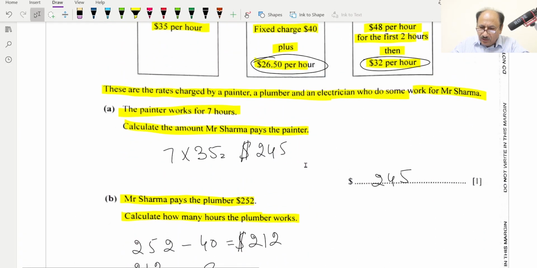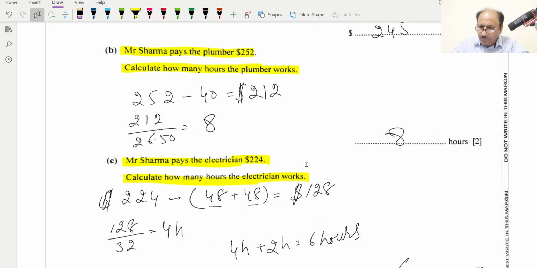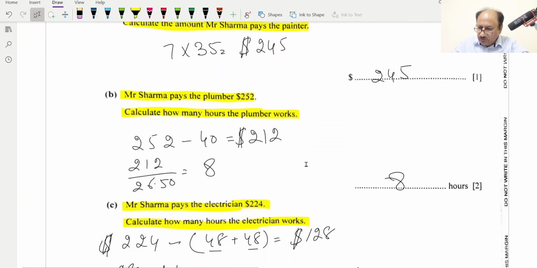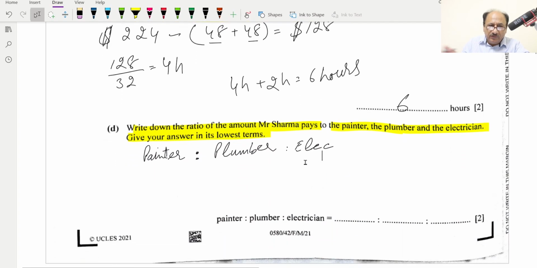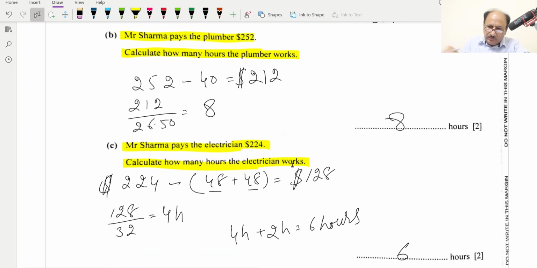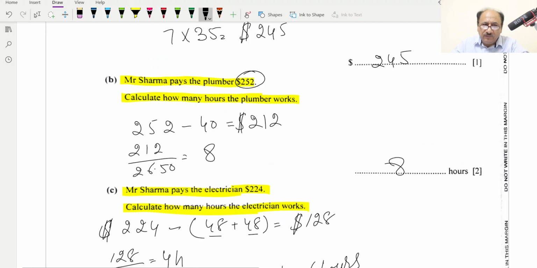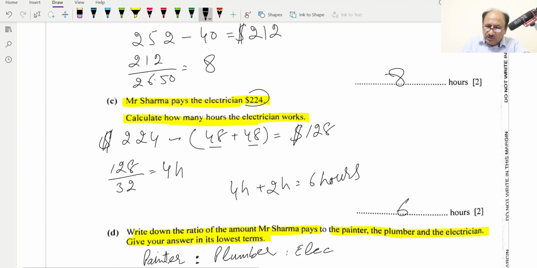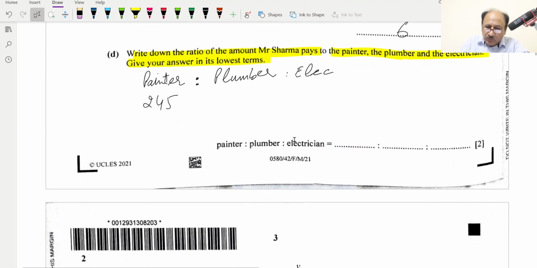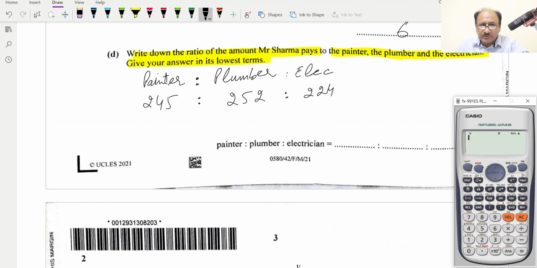So the amounts paid are how much? This is 245 for the painter, the plumber is paid 252, and the electrician is paid 224. So we will write here 245, 252 and 224, and these are the ratios which we'll have to simplify. We'll have to check by which table it is divisible.